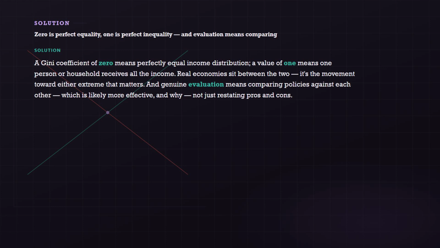And genuine evaluation of redistribution policies means going beyond restating each policy's pros and cons. It means comparing them against each other. Which policy is likely to be more effective and why, given the specific context in the question? A policy assessment that just summarizes what's already been said isn't evaluation, it's description, repeated twice.